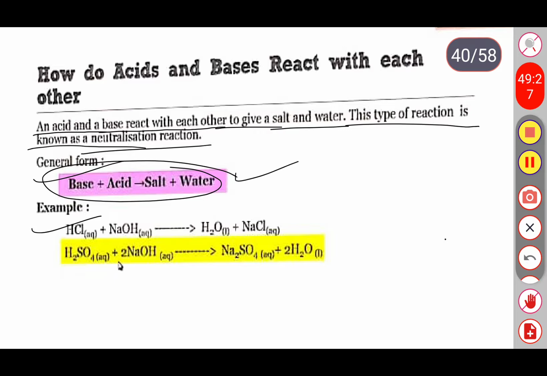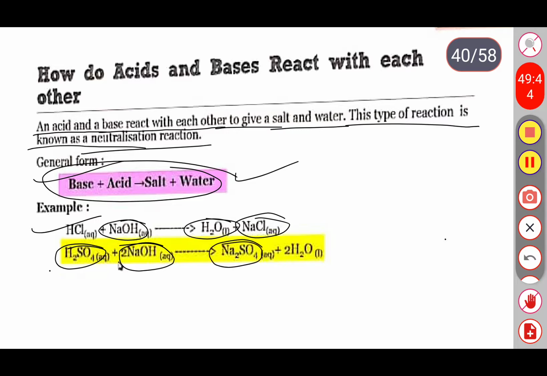And the second one is sulfuric acid. When sulfuric acid is combined with sodium hydroxide, it produces sodium sulfate along with water. Okay, so these are some examples of the combination of acids and bases.